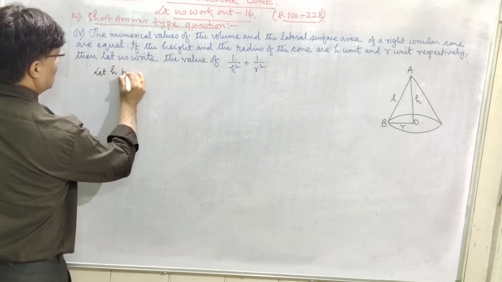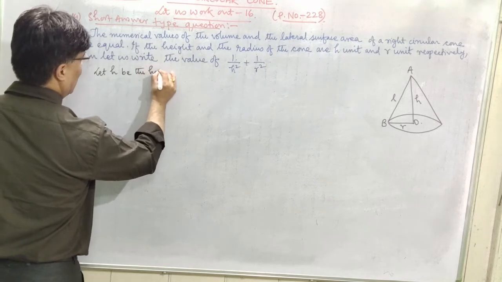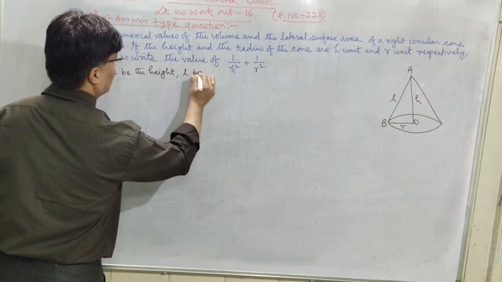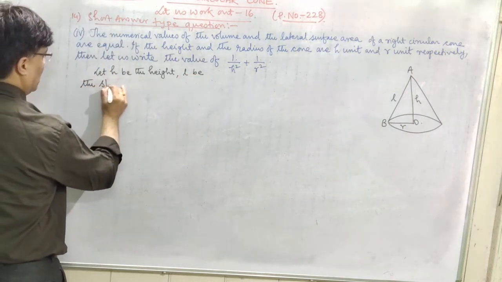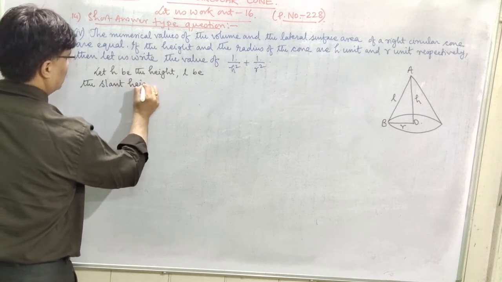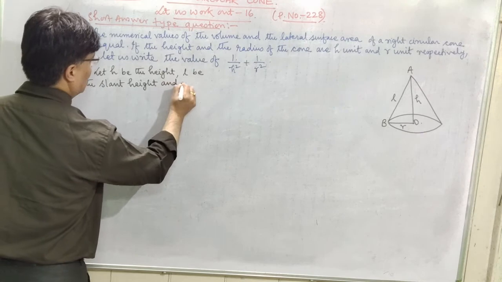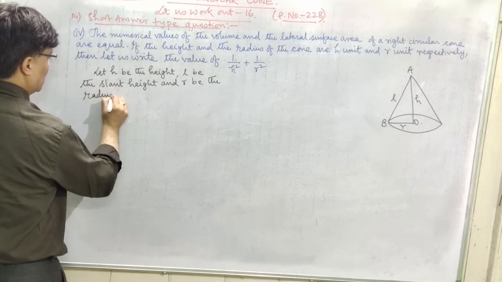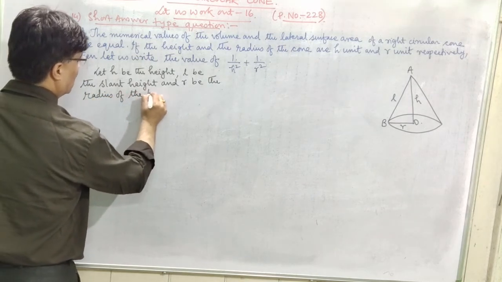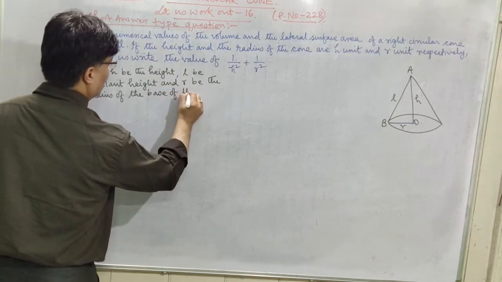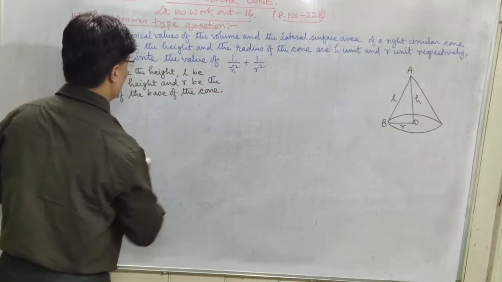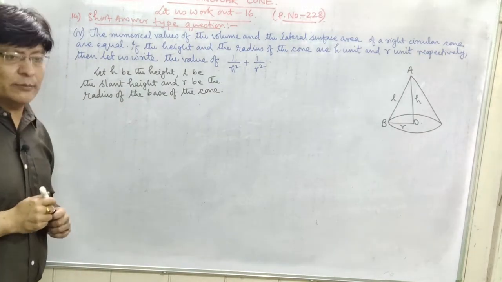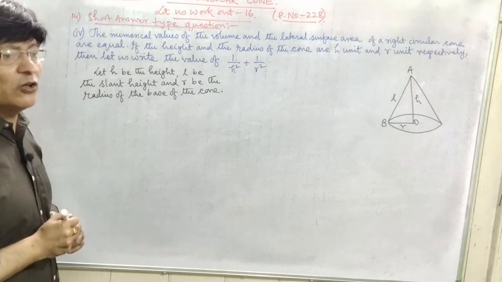Let h be the height, L be the slant height, and R be the radius of the base of the cone. Okay, let h be the height, L be the slant height, and R be the radius of the base of the cone. Now let us find out the volume first.